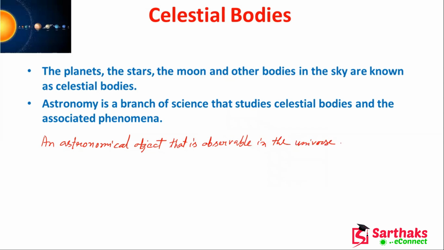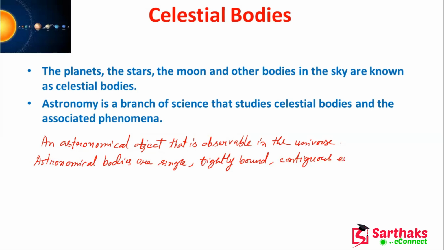These astronomical bodies are a single, tightly bound and contiguous entity, while an astronomical or elliptical celestial object is a complex, less cohesively bound structure which may consist of multiple bodies or even other objects with substructures.